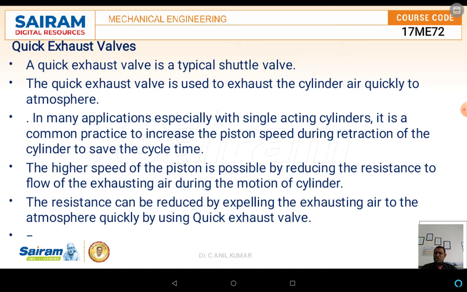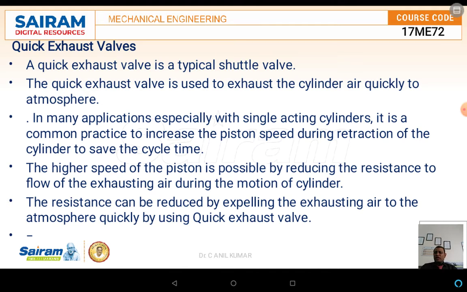The main application, especially with a single acting cylinder, is the common practice of increasing the piston speed during the retraction of the cylinder to save the cycle time and the power consumption. The higher the speed of the piston, the more the resistance to the flow of the exhausting air is reduced. In that case, the expelling of the air from the cylinder should be done very easily, so we use quick exhaust valves.